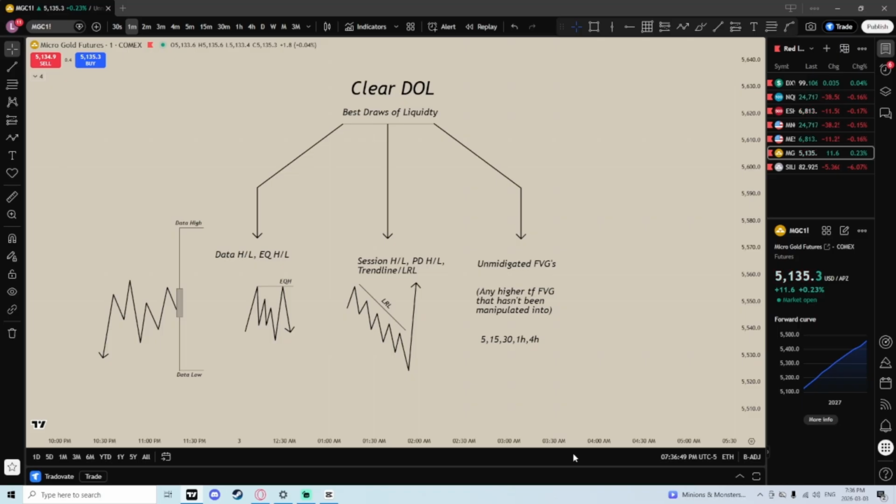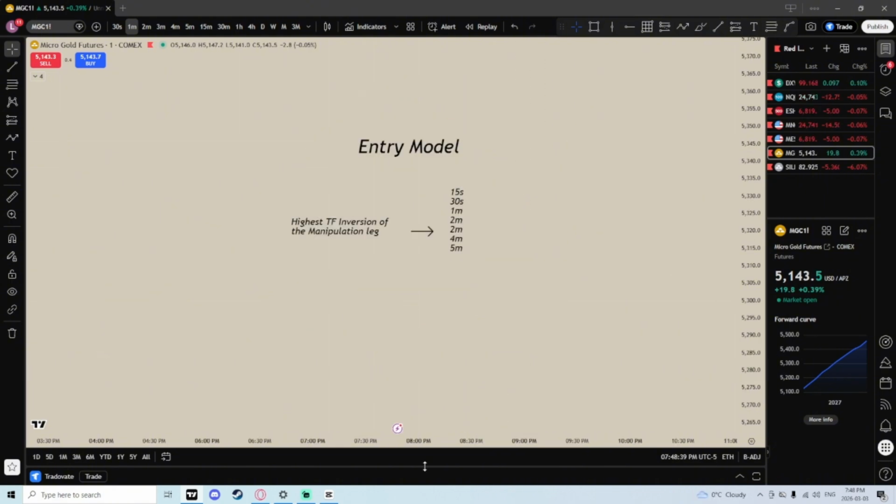Last but definitely not least, we have unmitigated fair value gap. So this is any higher time frame fair value gap that hasn't been manipulated into. That is what unmitigated means. And typically we would target an unmitigated 5, 15, 30 minute or 1 hour or 4 hour. And now finally getting into the execution of this entire setup is just finding the highest time frame inversion fair value gap of the manipulation leg, ranging from our 15-second to our 5-minute inversion fair value gaps.